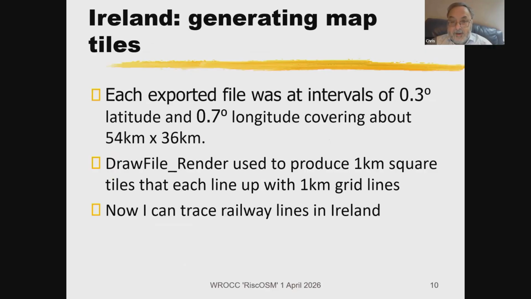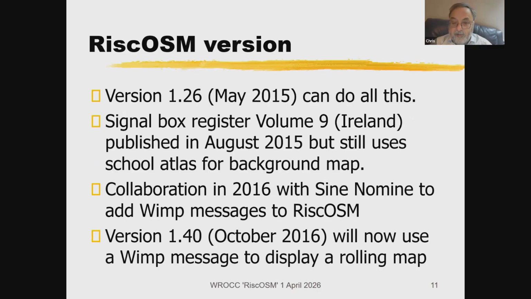So with the window on the same place on the screen, and keep typing in different parameters for latitude and longitude, I could capture screenshots where the bit I wanted was at a specific point, the same place on each screen I'd saved. So I could then chop it all up and produce 1 kilometre square tiles. So I could trace lines in Ireland.